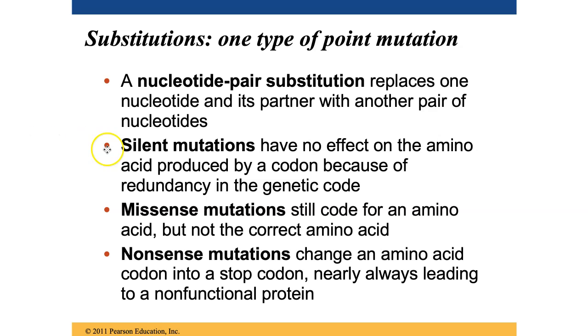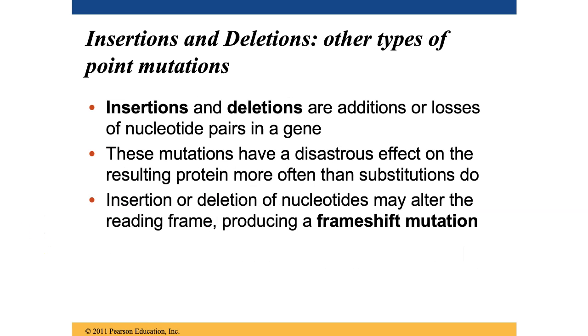The three that we just saw, the silent mutation, missense mutation, nonsense mutation, those were just substitutions, right? One pair of nucleotides was switched out. But here, we are inserting or removing whole pairs of nucleotides. So what this does is it causes a frameshift mutation. So it's going to alter what's called the reading frame. So let's look at that.